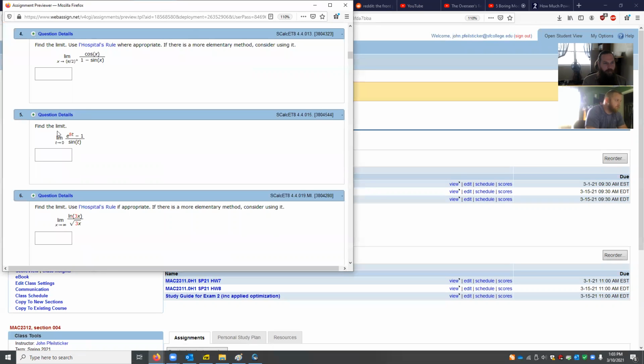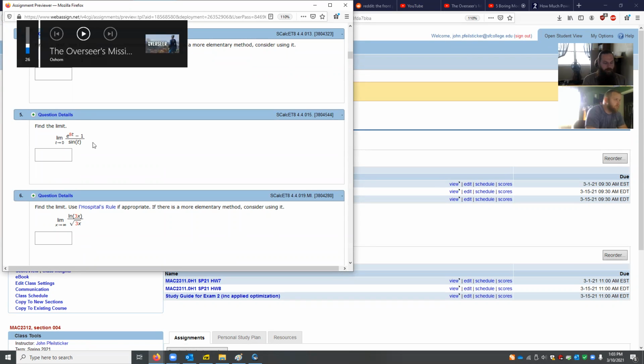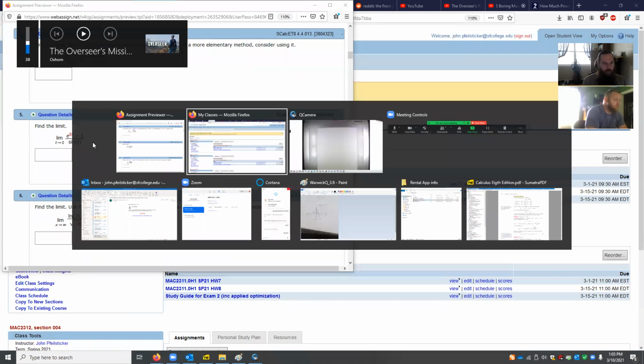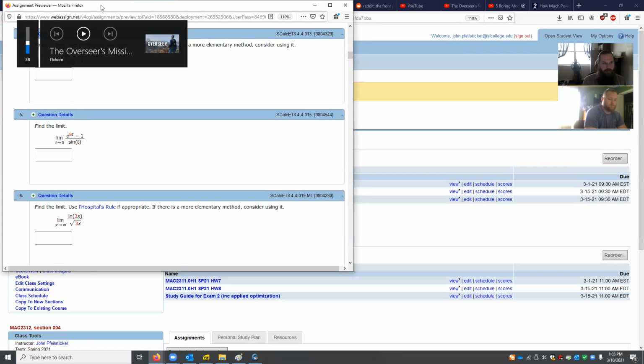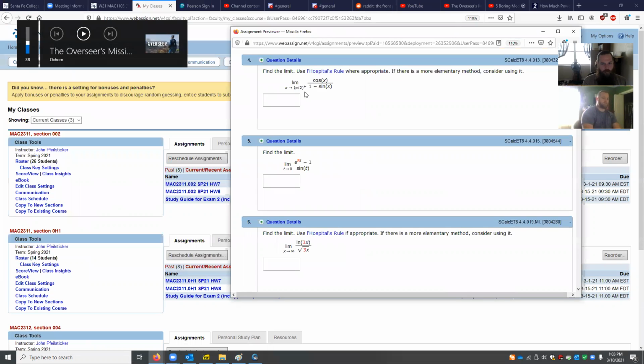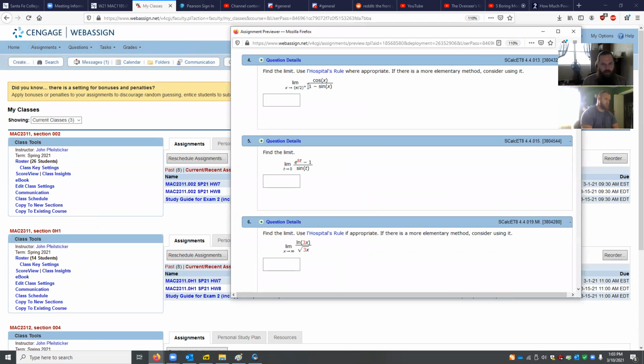You said problem 4, this one? Yes, sir. All right. So we want the limit as x goes towards pi over 2 from the right in cos x over 1 minus sin x.